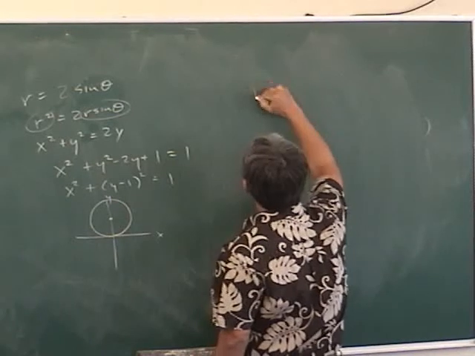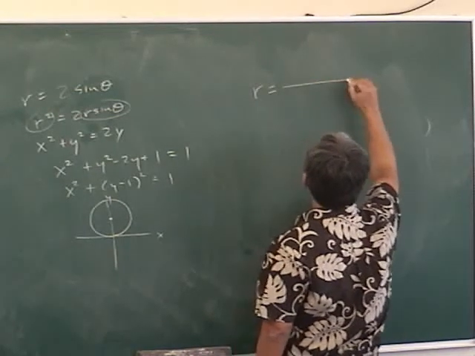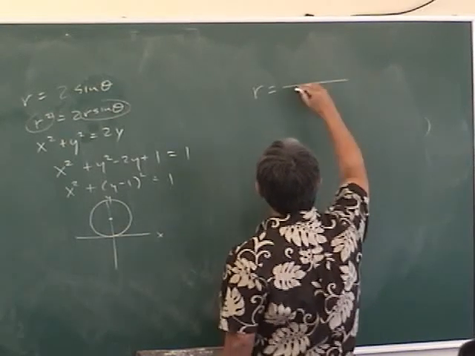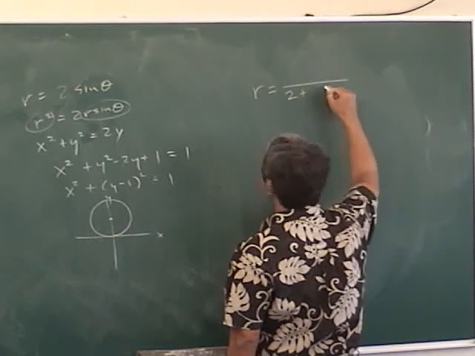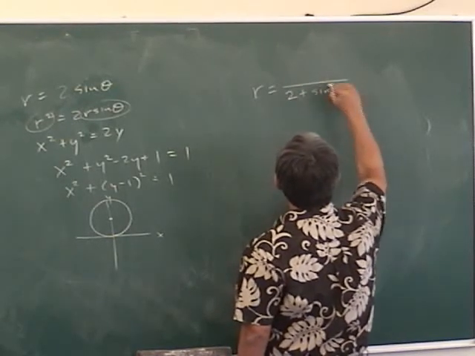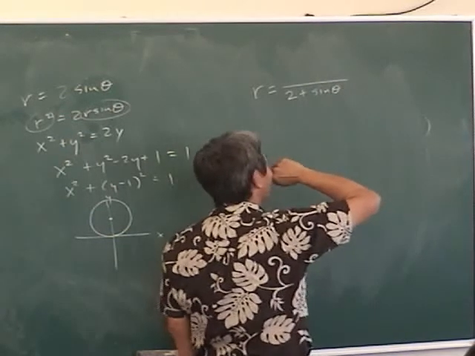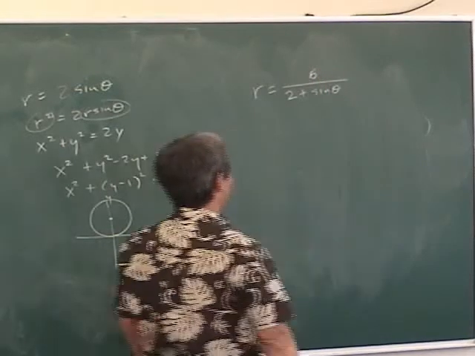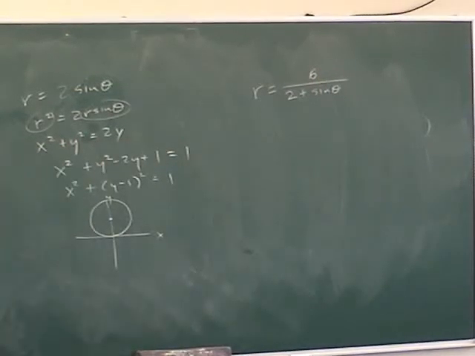This is the dessert. r equals 6 over 2 plus sine theta. I'm just trying to make the problem come out nice. Nobody knows what this graph is going to be, right? Anybody want to take a guess before we start? Ellipse. Hyperbola. Okay, at least you're close, but nobody knows.